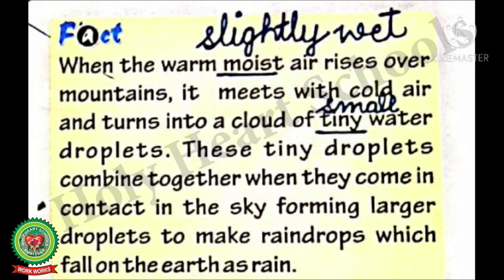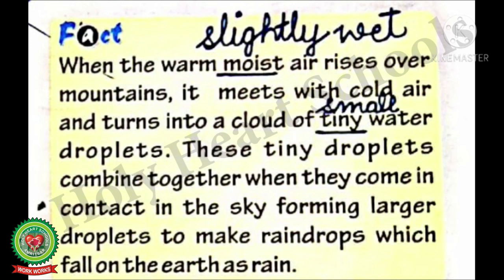When the warm, moist air rises over mountains, it meets with cold air and turns into a cloud of tiny water droplets. Underline the word moist and write down its meaning, slightly wet. Underline the word tiny and write down its meaning, small. These tiny droplets combine together when they come in contact in the sky, forming larger droplets to make raindrops which fall on the earth as rain.